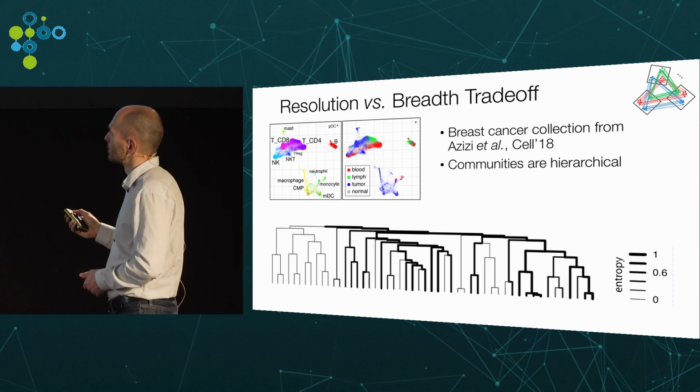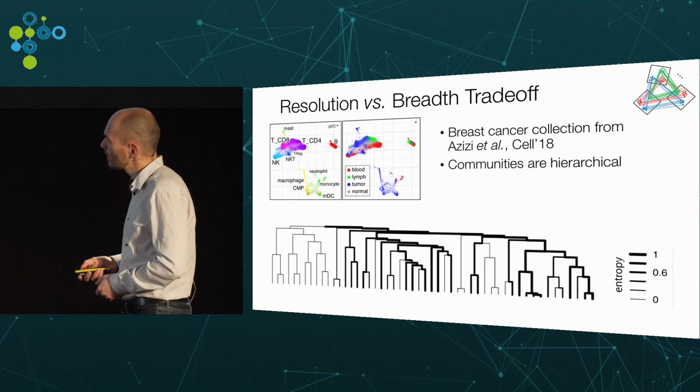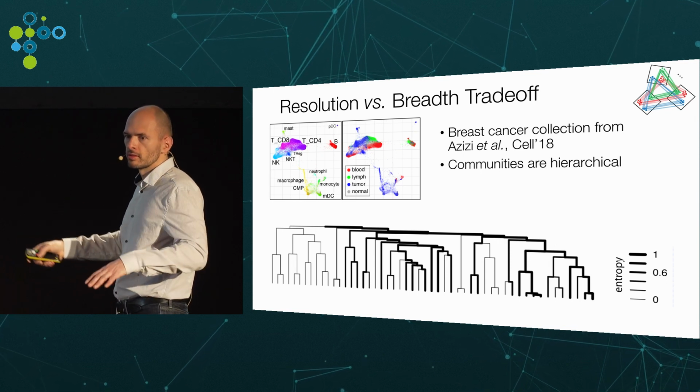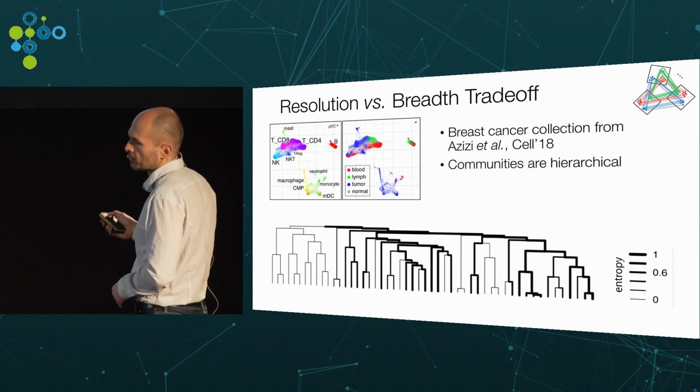a good way to represent them is quite often through a hierarchy. Because let's say T cells separate as a group, and then within T cells you have different subpopulations. So here I drew this hierarchy.